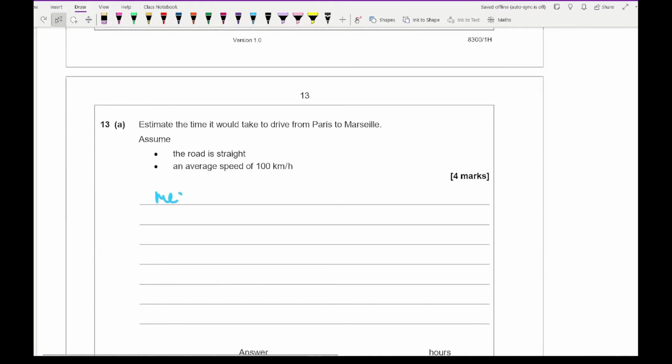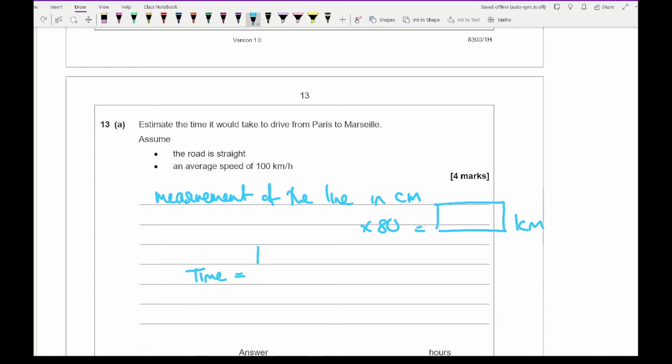So let's have a look at the measurement of the line in centimeters. You then want to multiply that by 80 because we want to work out what it is in kilometers. And then from this, what we want to do is the time equals, and if I just write a little blue box here for the answer, it's going to be whatever that blue box is divided by the speed, which is 100. So all I'm doing is time equals distance over speed. And then from this, we want to work out what the answer is going to be.